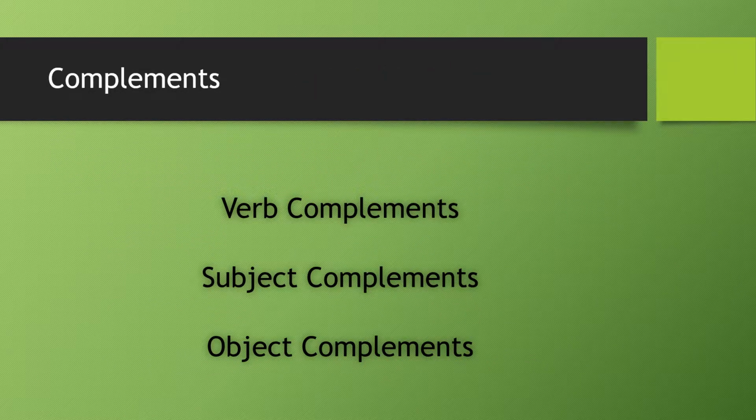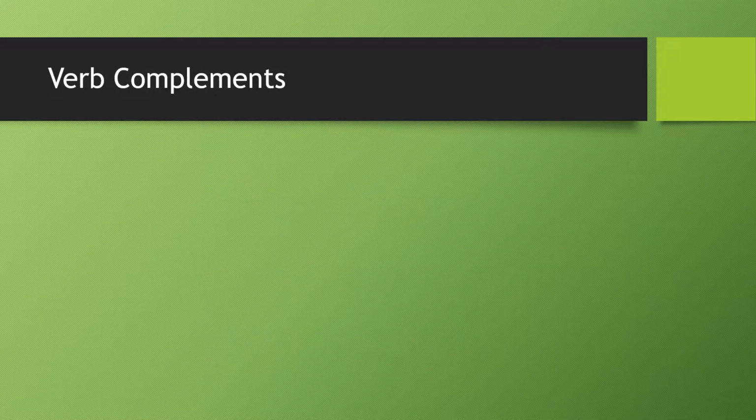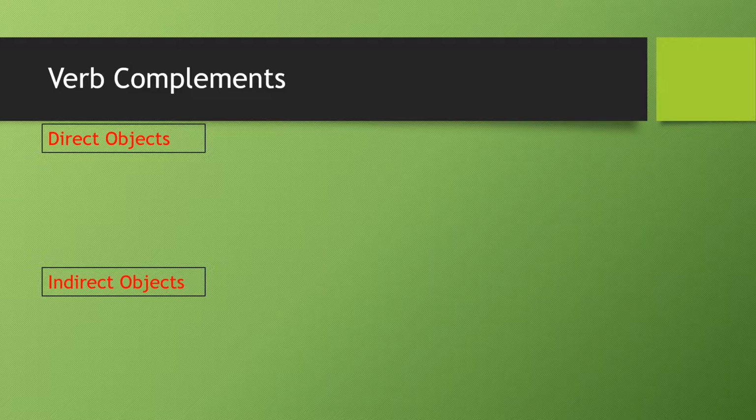Complements come in different categories. We have verb complements, subject complements, and object complements. Begin by thinking about verb complements. Verb complements come in two different forms, direct objects and indirect objects. Both of these are verb complements. They complete the thought of the verb.